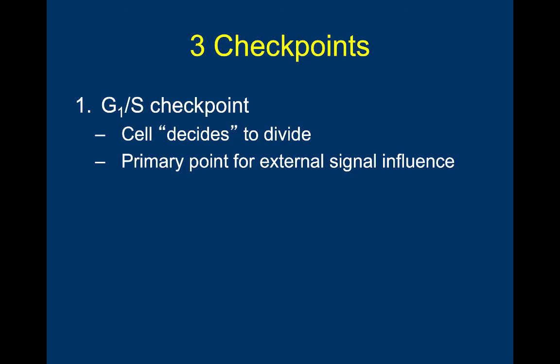All right, so our specific checkpoints, number one, the G1 to S checkpoint. So between growth phase 1 and DNA replication, there is a checkpoint where cells can decide whether or not they're going to divide at any given moment in time. This is also a point in the cell cycle that's very much subject to control from, like it says, external signals. So materials coming in from other cells in the body, other tissues.